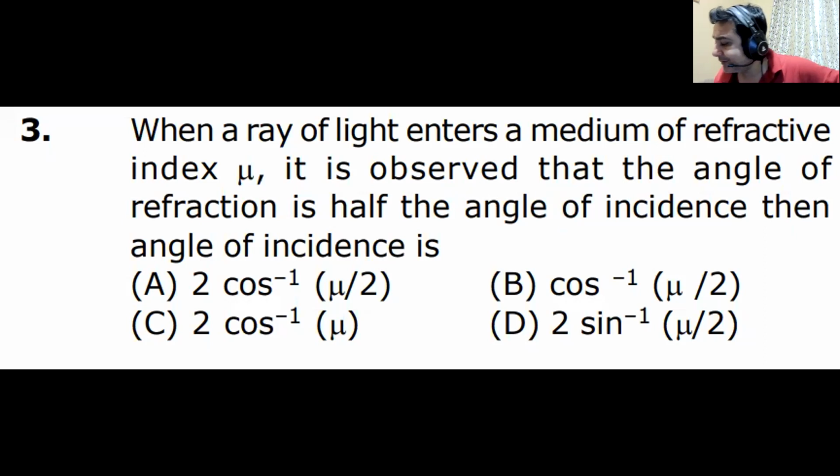Tell me. The angle of refraction for the full incident is 2 cos theta mu, sir. For the off, it is 2 cos theta mu by 2. Angle of incidence for full is 2 cos mu. How did you get that? From where did you get that?